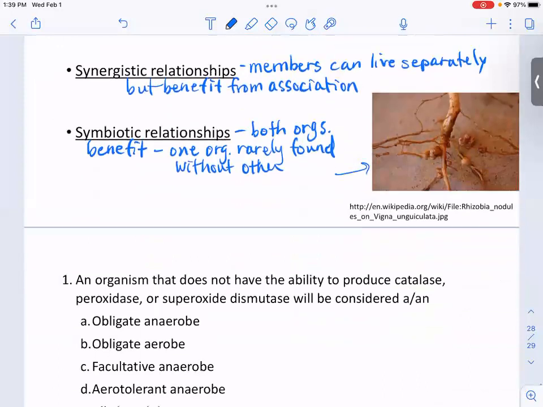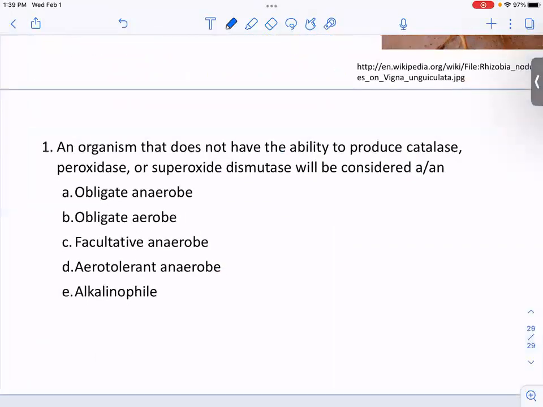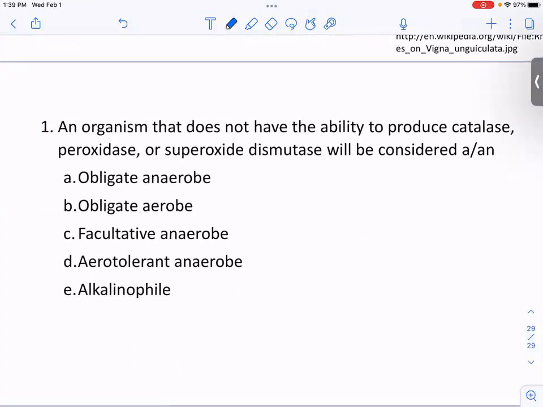So let's do a practice question. I think probably one of the more difficult things that we waded through last time was talking about all those toxic forms of oxygen. So I'll give you a practice question there. I'll give you a minute to read that and think about what you would answer.